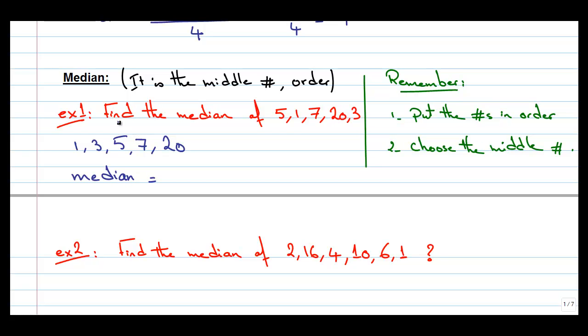To find the median, just choose the middle number. You can see here the middle number is 5, because we have 2 numbers to the right and 2 numbers to the left, so the middle value is 5. So the median, which is the middle number, is 5.